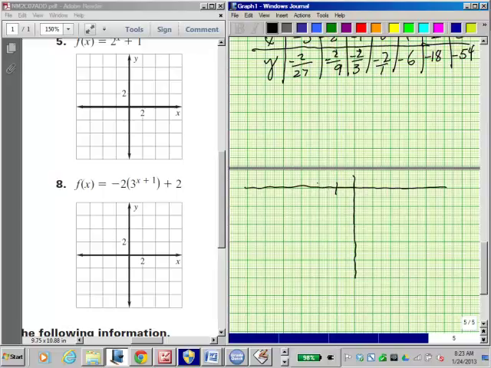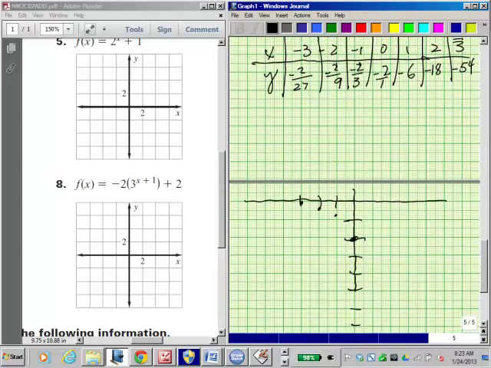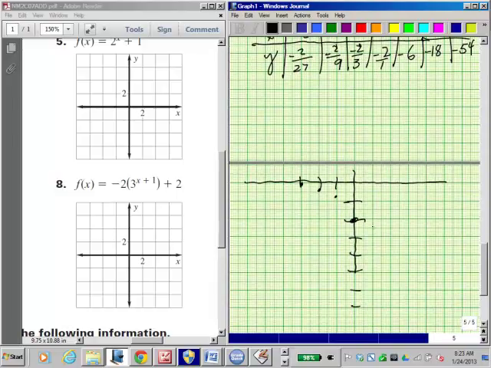So, 1, 2, 3. Negative 2 over 27, that's way up here. Negative 2 over 9, that's almost a third, so that's going to be around here. Negative 2/3, that's about here. Now we're jumping to negative 2 at 0. And at 1, we're at negative 6. 1, 2, 3, 4, 5, 6. All right, that's about all we can show. After that, we're off the charts.